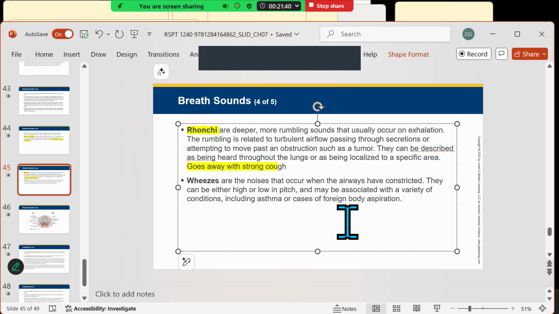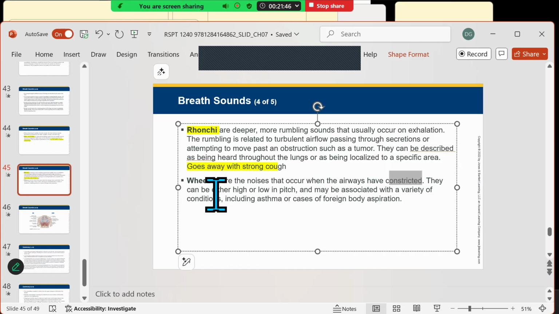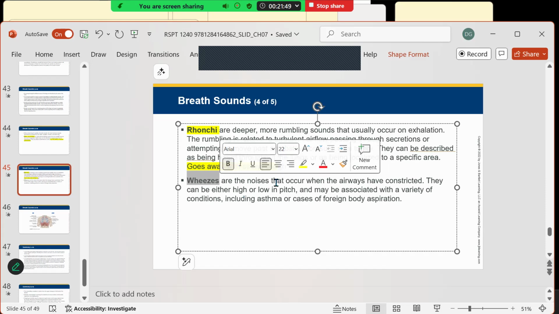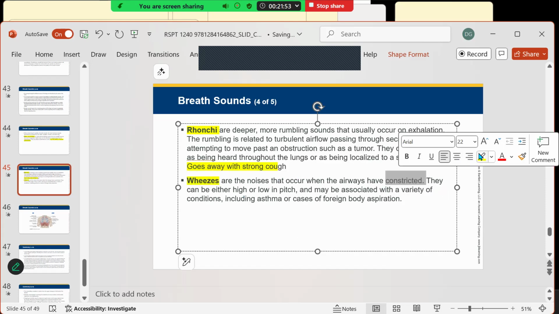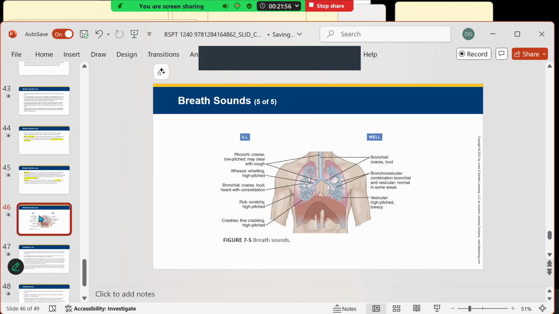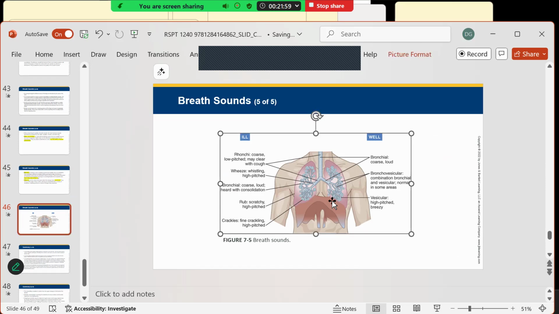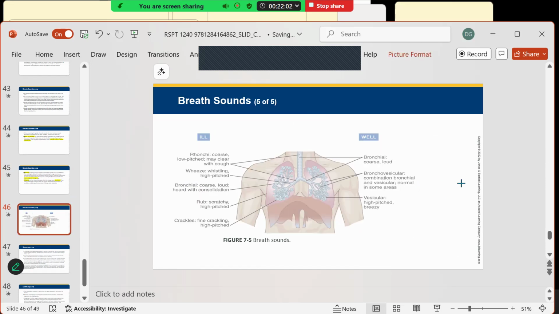Wheezes, those are the problems of narrowing, constriction of the airway. And the number one disease, of course, for that is asthma, the number one thing that causes wheezing. Now, a foreign body will also cause it, and a tumor will also cause it. So here we go, is a really good picture of the different breath sounds and where you will hear them.